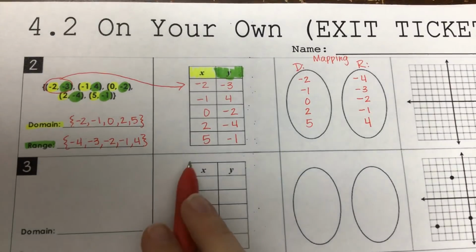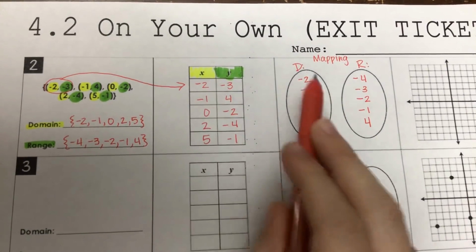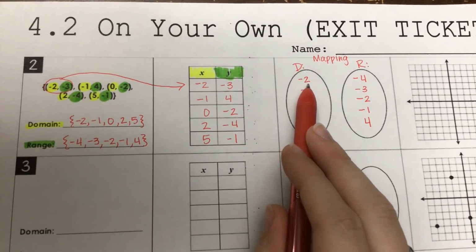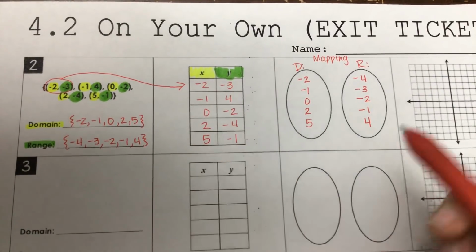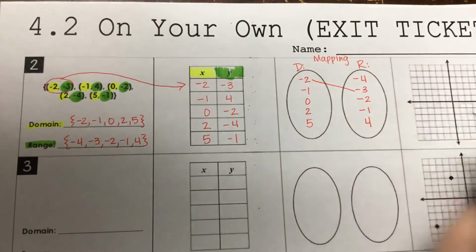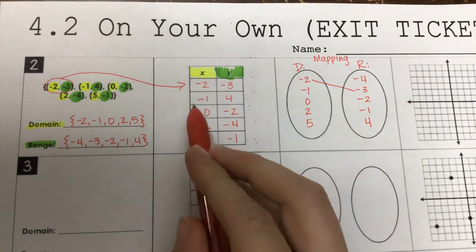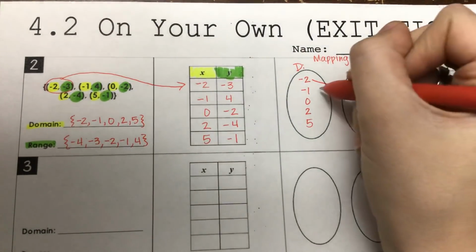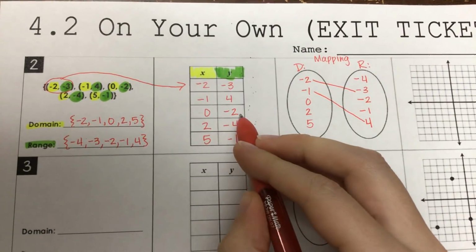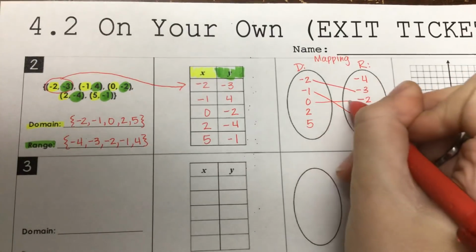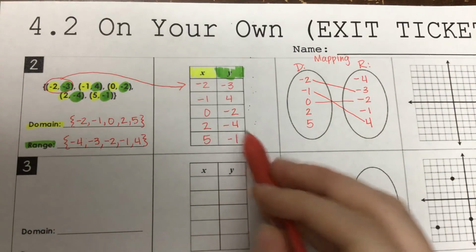Now the matching part comes in. So I'm going to look at my table, and I'm going to start with that -2. When I had a domain of -2, that went with a range of -3. So I'm going to connect those two with a line. -1 matched with 4. 0 matched with -2. 2 matched with -4.